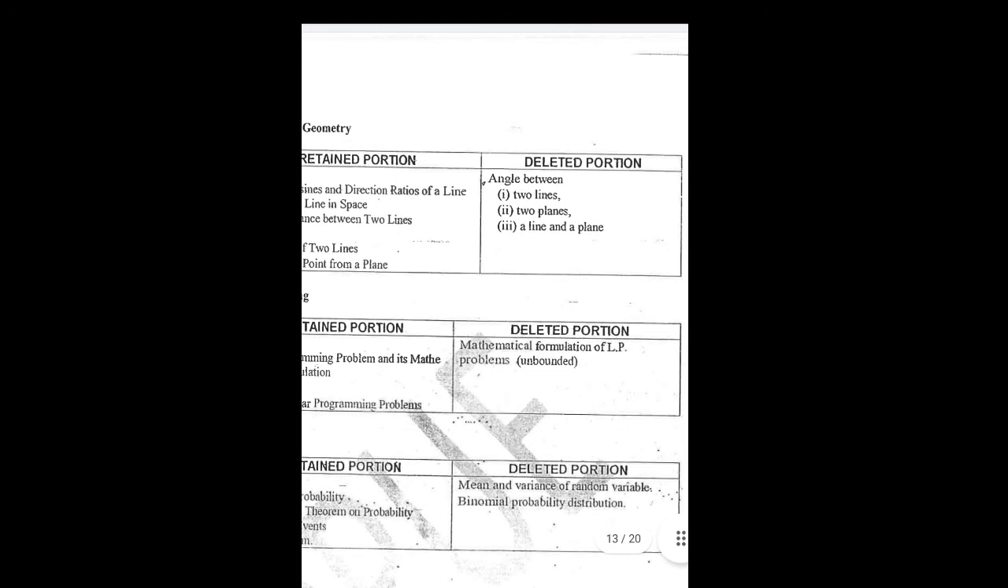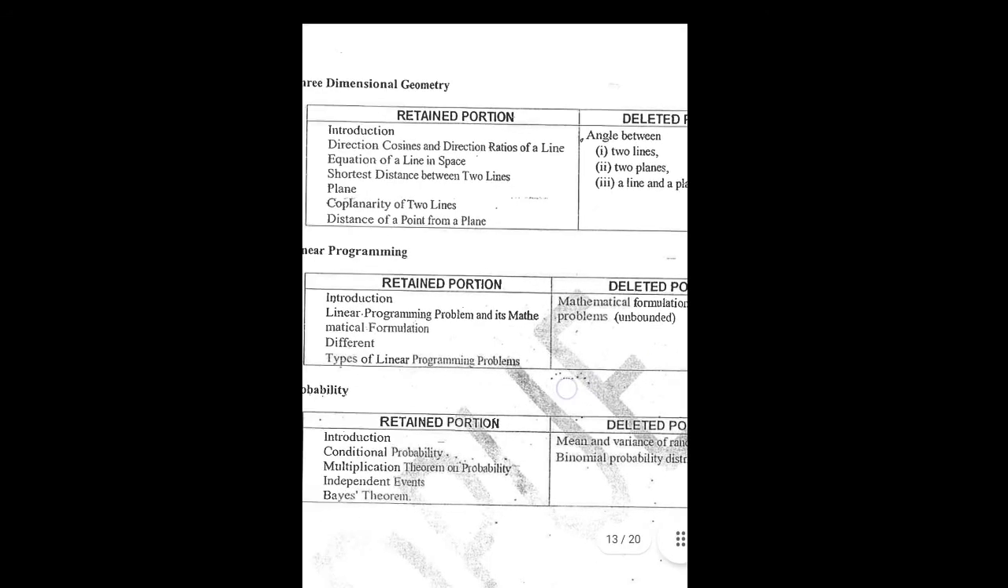Meaning a bar dot b bar cross c bar, or else box a bar b bar c bar, all those questions are deleted from vector algebra. Every year they were asking from that particular area, but this year they are not going to ask questions from it. 3D geometry, angle related questions, no need to prepare. Angle between two lines, or angle between two planes, or angle between line and plane questions are completely deleted. And the remaining portion is retained portion.